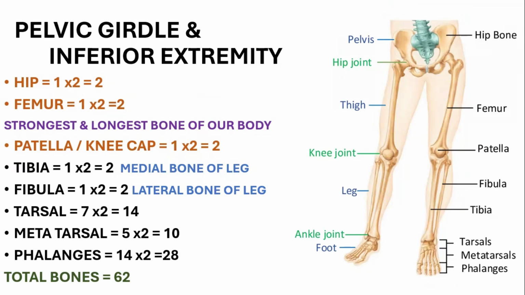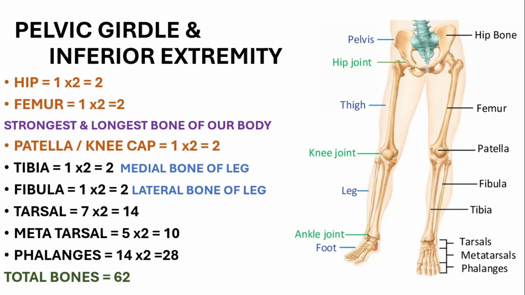For the pelvic girdle, we know the hip bone is there. For the hip bone, we have two bones, one for left and one for right. And then the femur bone. Remember, femur is the strongest and longest bone of our body. But humerus was strongest. See, humerus is the strongest and longest bone of our upper limb or superior extremity. But femur is the strongest and longest bone of our whole body.